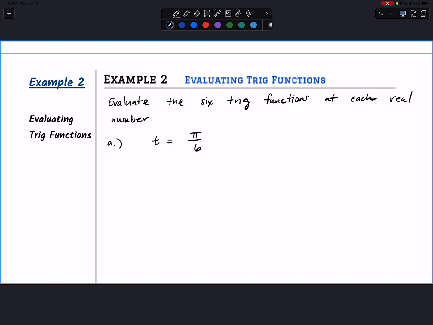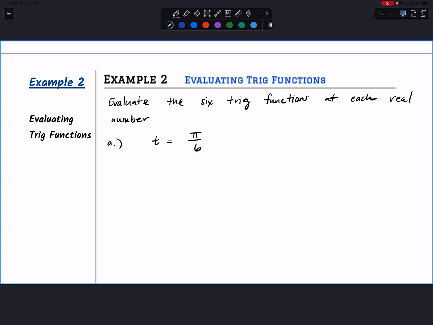Okay, so what does this mean? We have 6 trig functions, right? Sine, cosine, tangent, cosecant, secant, cotangent. This is our angle. So, assuming you guys don't have this memorized yet, that's okay. Which quadrant is this angle in? Quadrant 1. So before we do anything, what do we know about all of our answers if this is in quadrant 1? They're all positive, right?